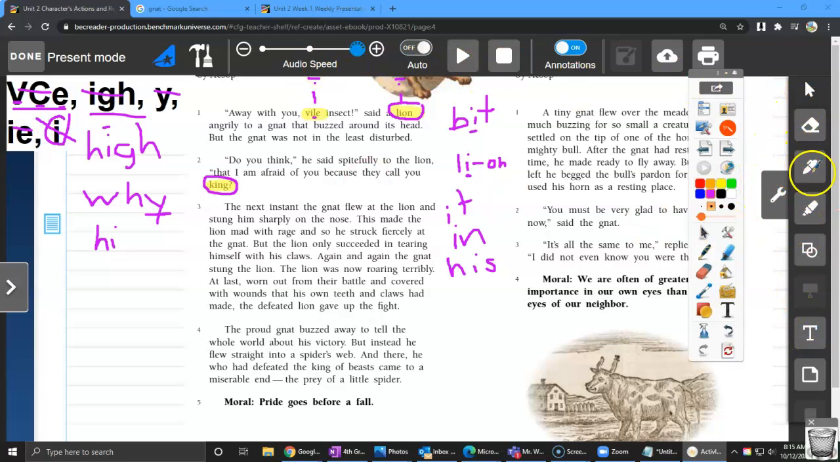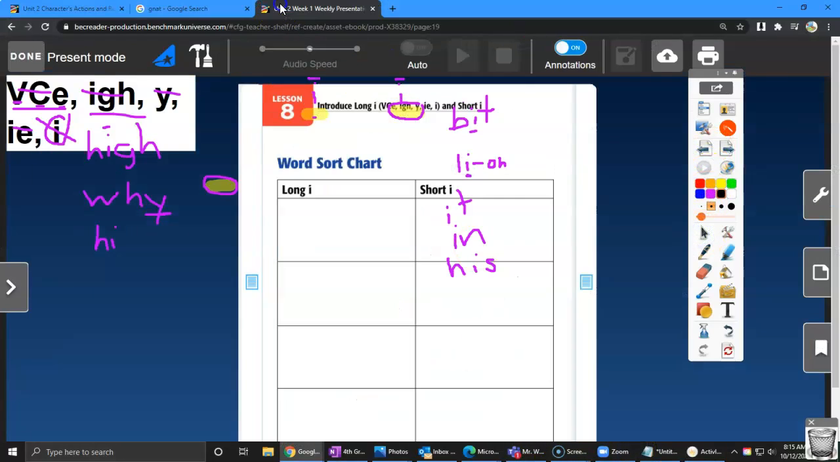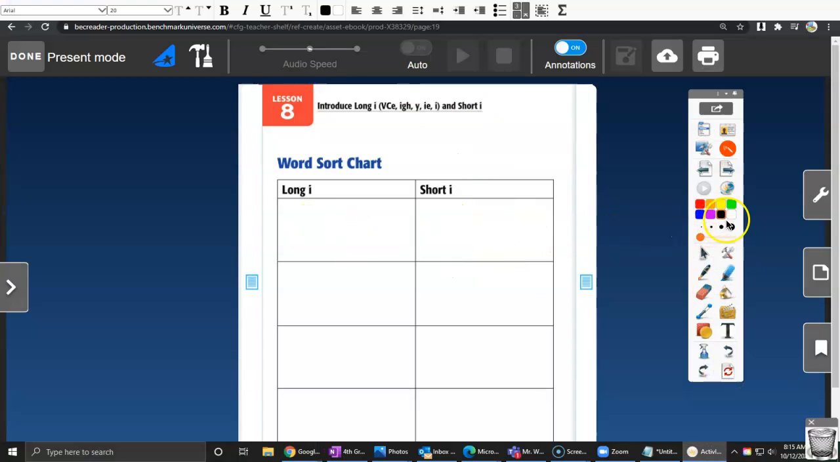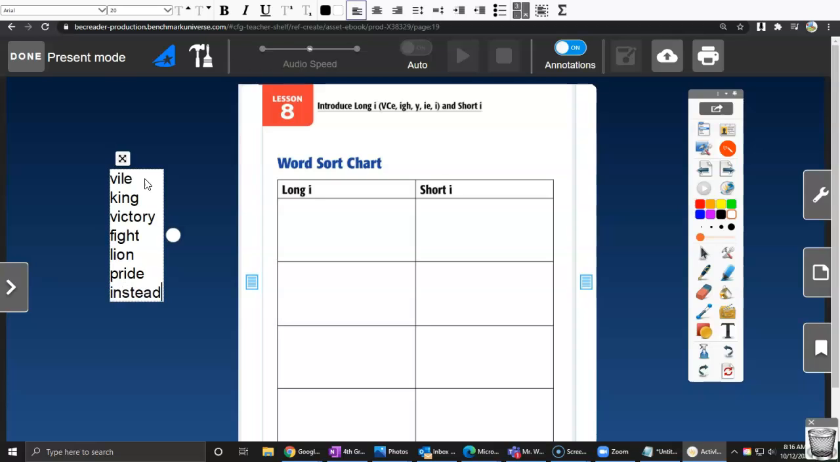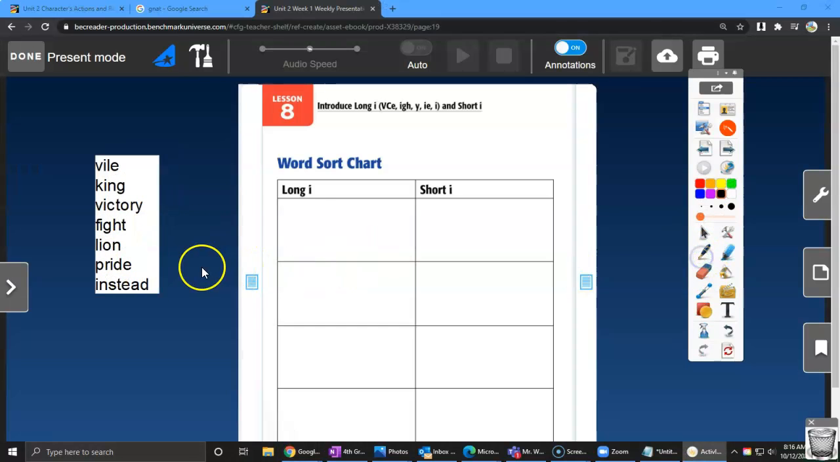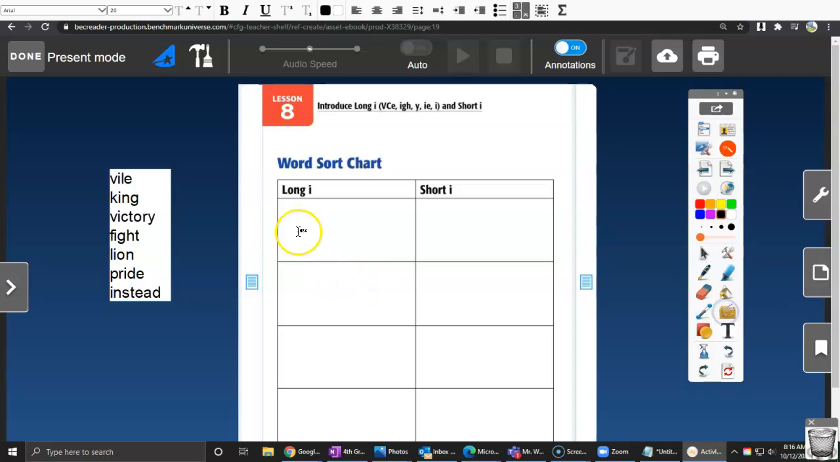We're just going to put them in long I, short I. So I found some words that we're going to type up, and you guys are going to tell me if you think they're long I's or short I's. So let's erase this all really fast. And these are the words that I found. So I found the word vile, I found the word king, I found the word victory, found the word fight, I found the word lion, I found the word pride, found the word instead. So let's see where those will go. Now notice when I get out, they're going to stay right there. So I need to put them in their correct categories.